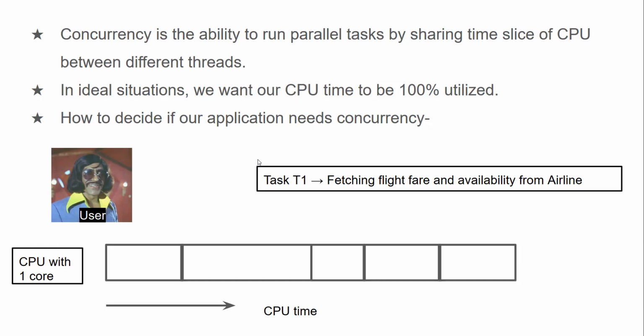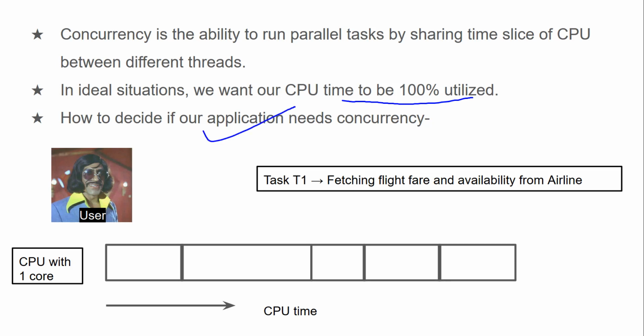So let's get started. Concurrency is the ability to run parallel programs or tasks by sharing CPU slices. We know that the CPU is the most important resource in the computing world, and we want to achieve more throughput and less latency in our programs, which can be achieved with 100% CPU utilization, which is the ideal scenario. So how do you decide whether your application needs concurrency or not?